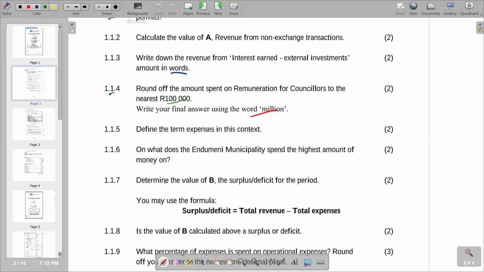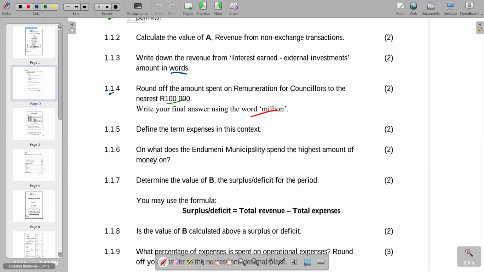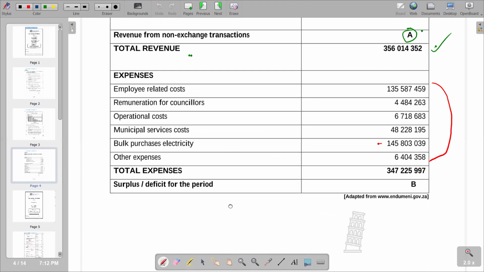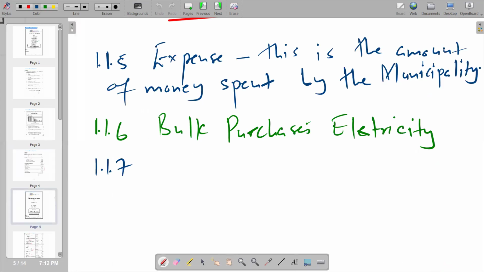Our next question says determine the value of P, the surplus or deficit for the period. You may use the formula: surplus or deficit is equal to total revenue minus total expenses. Basically, this is 1.1.7. So surplus or deficit is equal to total revenue. We can check our total revenue on our next sheet, where total revenue is given as 356 million, 14,352. This is what we are going to state there as our revenue.